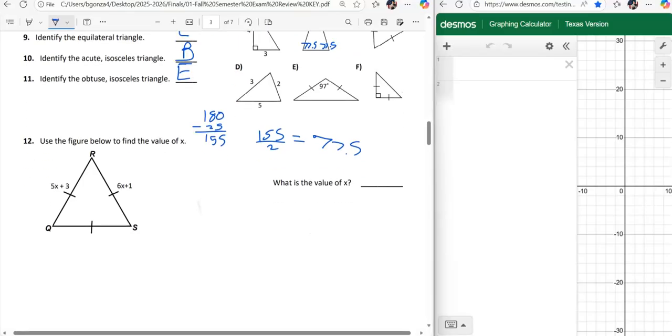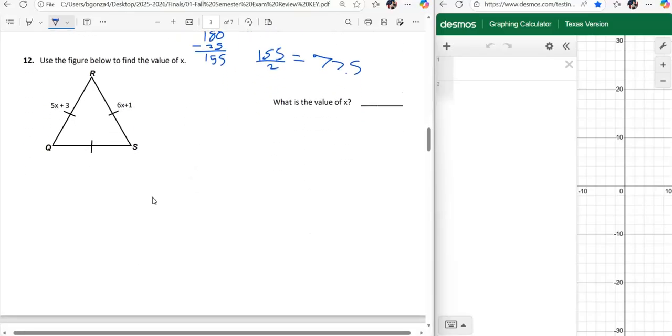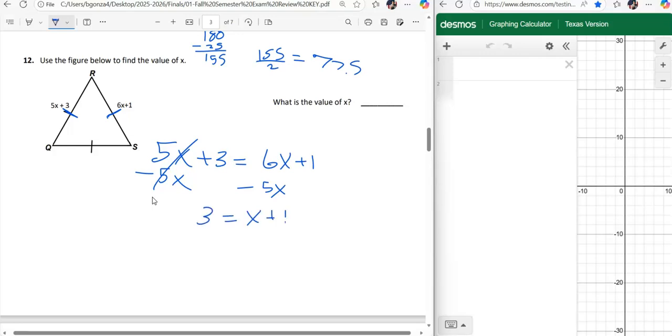Cool. Number 12. When I see equal sides and I'm trying to find the value of x, set equal things equal to each other. 5x plus 3 equals 6x plus 1. X is on both sides. You want to get rid of the smaller x, so minus 5x. 3 equals 6 minus 5 is 1x, which is just x. And then you can get rid of that loner 1 by subtracting 1, and you get x is equal to 2, or 2 is equal to x. Okay?